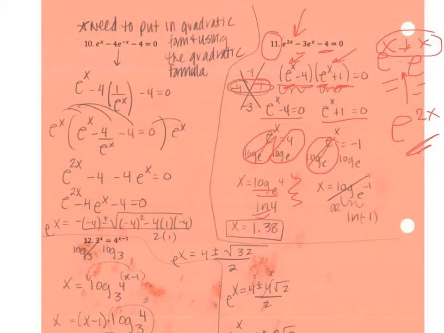So we would get 1.38. Then if we do log of -1 divided by log e, or natural log of -1, same thing, then we will get error. Doesn't exist. So we only have one answer, about 1.38.